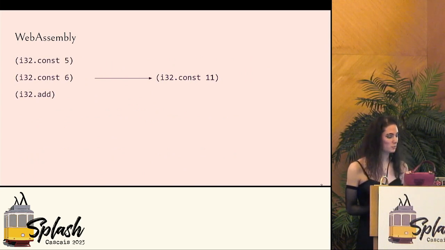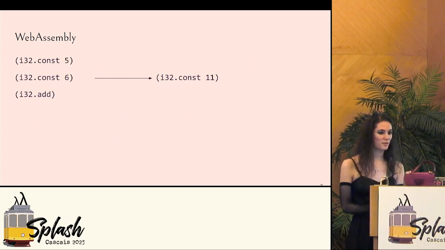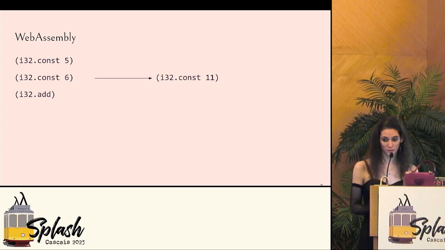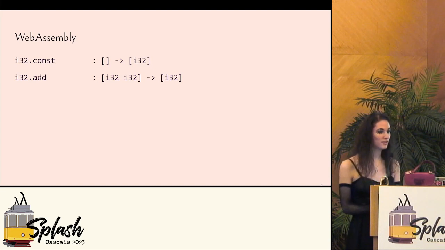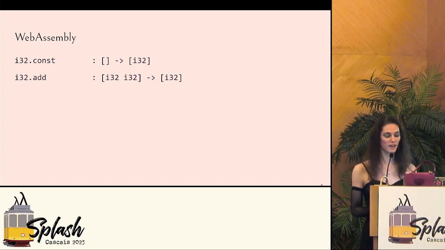So here's an example of what WebAssembly looks like. This is just a sequence of 3 instructions. The first 2 push to the data stack, and then this add instruction pops values off the data stack, adds, and pushes a result. So these reduce to the expression on the right. And we can type these instructions, capturing the intuition that the constant pushes an integer on the stack, and the add expects two on the stack, pops them and pushes a 3rd integer.